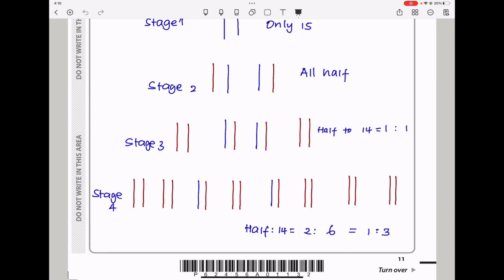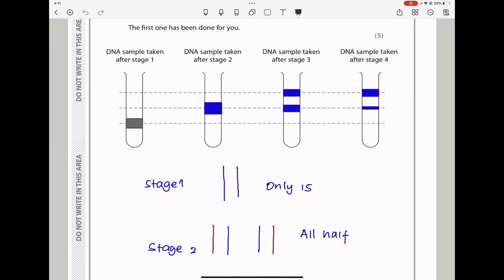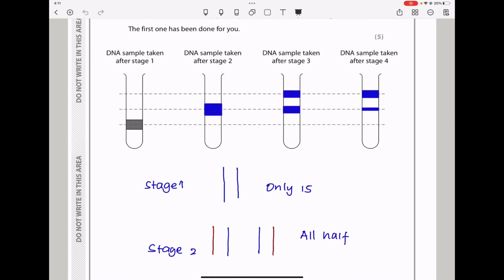In stage 4, I'm going to split everything here. So that becomes that, that becomes that, that becomes that, that becomes that. And then they each pair with a nitrogen 14, which is a lighter nitrogen. We can see the ratio is going to be 1, 2, 3, 4, 5, 6. Here we have 6 that are pure, and we have only 2 that are hybrids, a combination of the two. So the ratio is about that to that. And that should be how you represent your data.